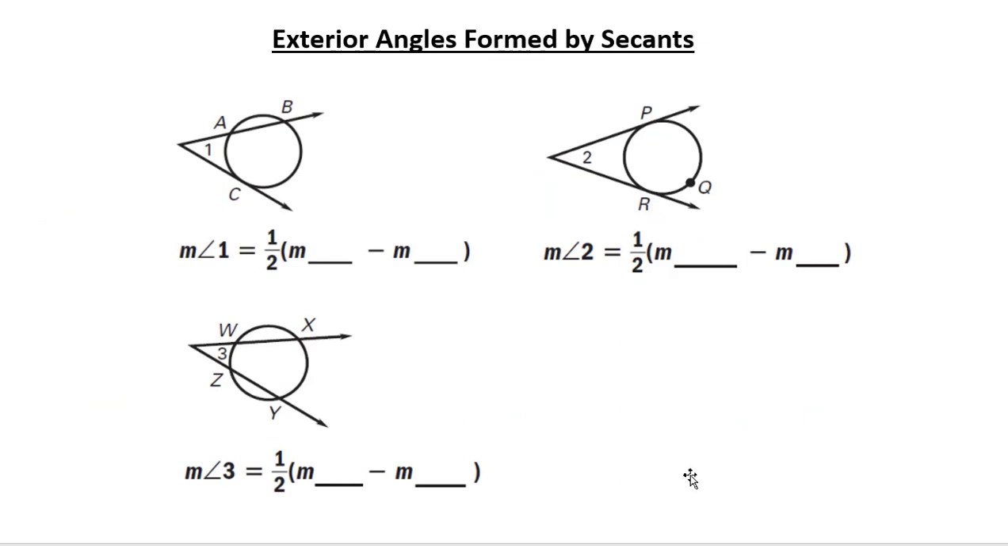Okay, exterior angles formed by secants. You're going to find that this is a common formula. If you look at that, it's always the measure of something minus something. So notice how when we were inside, it was plus. Now that we're outside, we're minus. So measure of angle 1 is half BC, the bigger arc, minus the smaller arc, AC.